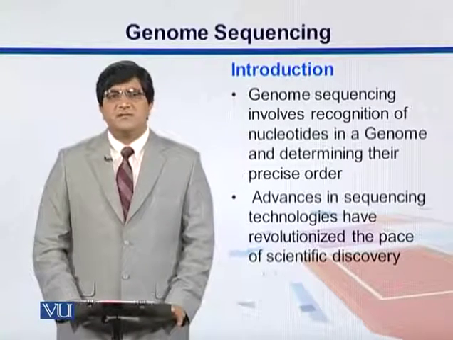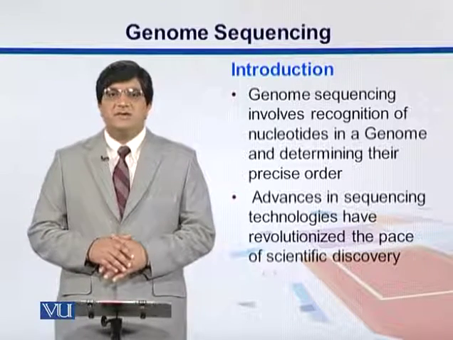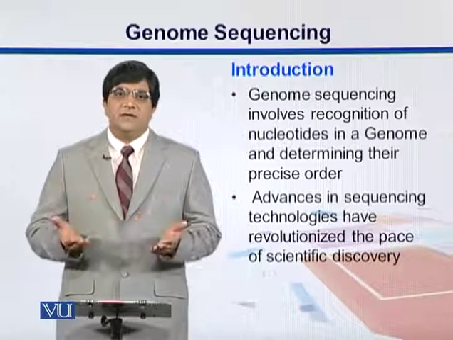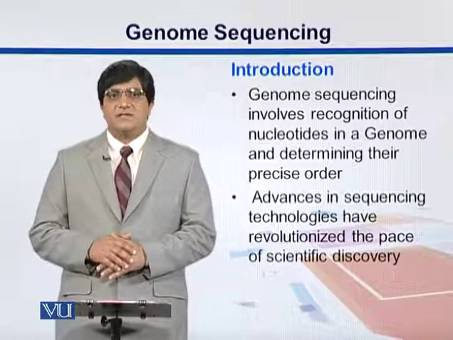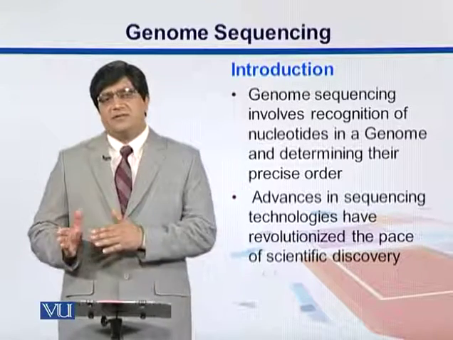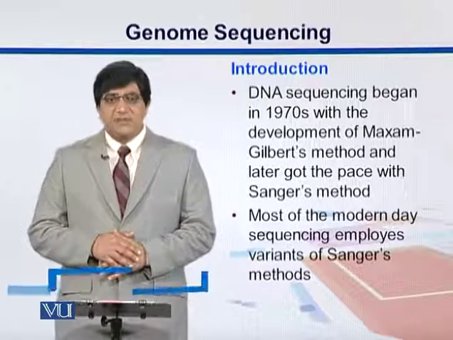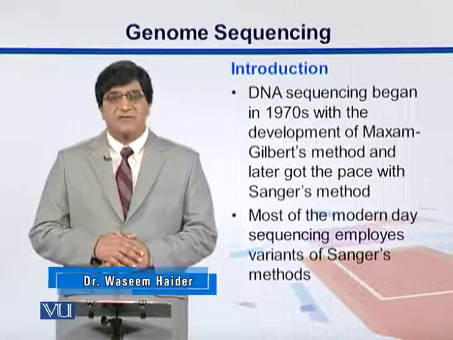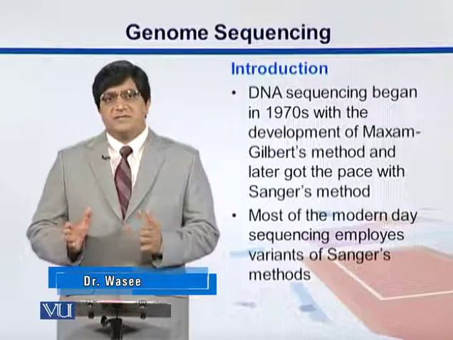Genome sequencing involves recognition of the nucleotides in a genome and determining their order of arrangement, and we see that genome sequencing has evolved. The modern technologies of genome sequencing have revolutionized the pace of scientific discoveries. DNA sequencing began in the 1970s with the development of Maxam-Gilbert's method, and later it got its pace from Sanger's method.